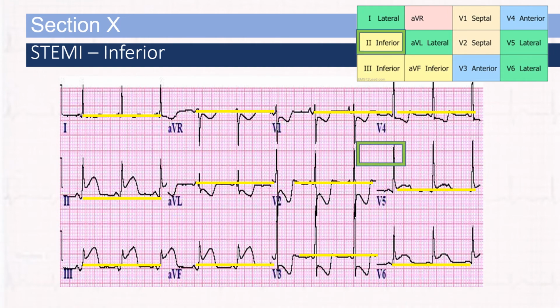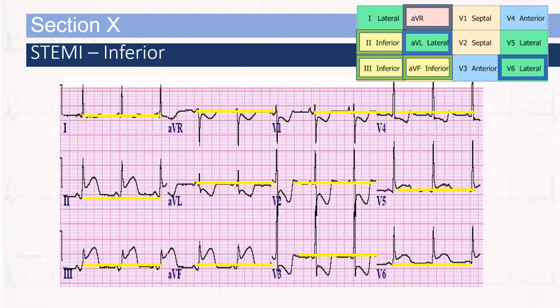It seems that 2, 3, and AVF are elevated. We are dealing at least with an inferior wall MI. V6 is definitely elevated, but V5 doesn't appear to be elevated, nor does 1 or AVL. So it's not inclusive for the two contiguous lead criteria necessary to diagnose a STEMI.